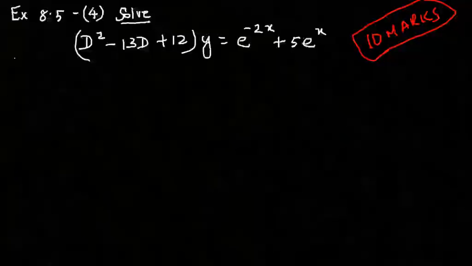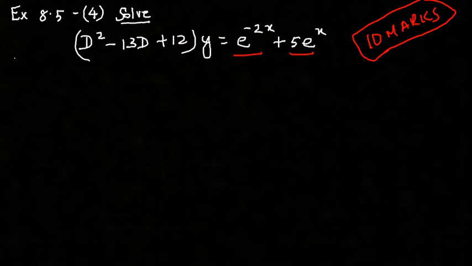If you see here on the right hand side, the differences, you have two other components here, e power minus 2x and 5 e power x. If it was only the left hand side, you would have solved by finding the characteristic equation, right? But here you also have it on the right hand side. So let's get started. The first step is to find the characteristic equation.